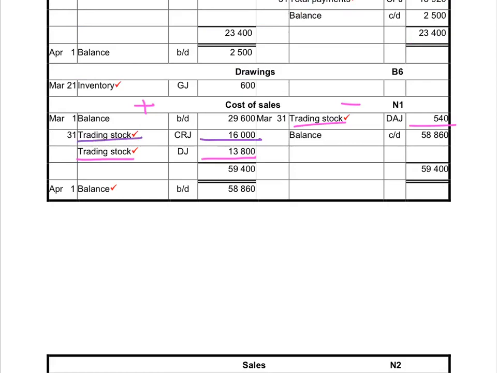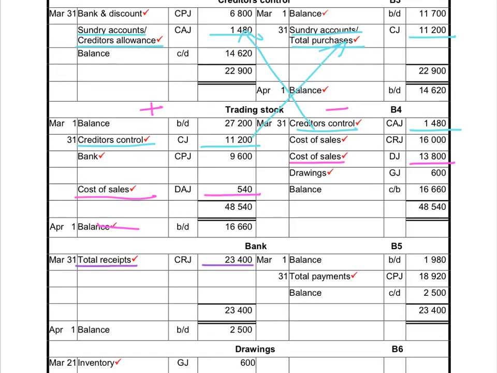trading stock will be credited with the 16,000. So on the credit side of trading stock, we will indicate that we reduced the stock because we sold goods and cost of sales was debited.